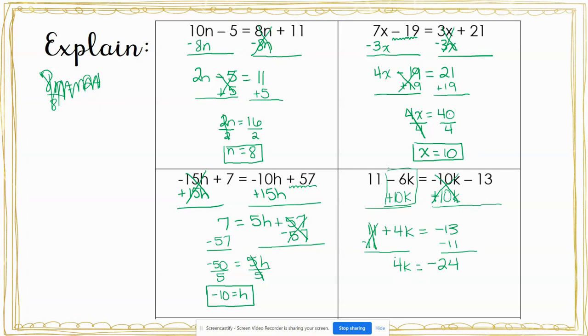Now we need to get k by itself by getting rid of my 4. I'm going to use the inverse of multiplying since 4 is being multiplied by k. So I'm going to divide by 4 on both sides of the equation. 4 divided by 4 is 1, and 1k is just k. So those cancel out and leave me with negative 24 divided by 4. When I divide negative 24 by positive 4, I get negative 6. So my solution is k equals negative 6.